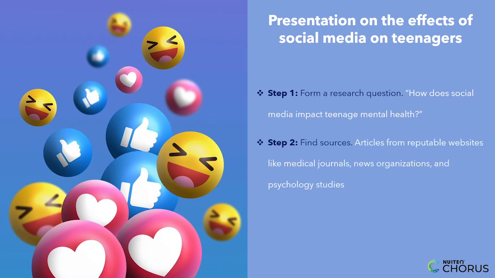Step 2. Find sources. You search for articles from reputable websites like medical journals, news organizations, and psychology studies. Step 3. Take notes and organize information. You create an outline with key points from different sources. This method ensures your research is focused, credible, and well-organized.